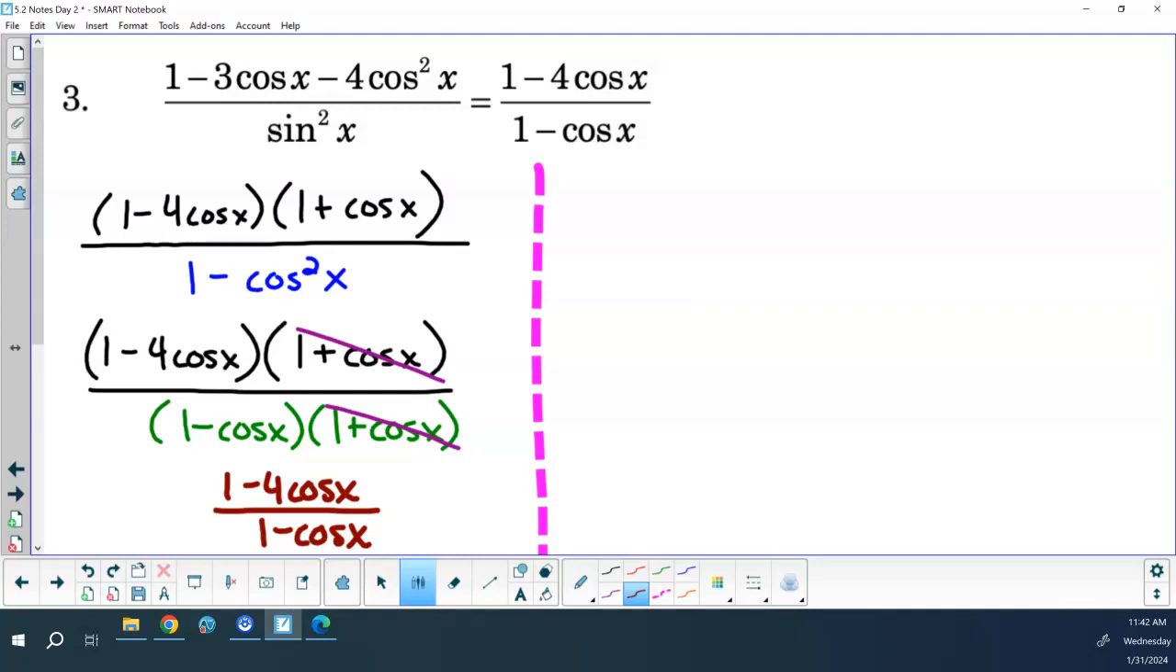Okay? Now, same problem. We'll do it right side. What would you do first? What conjugate are you going to multiply by? Because I see 2 possibilities. 1 plus cosine of x over 1 plus cosine of x, because it's got to be equal to 1, right? Yeah.